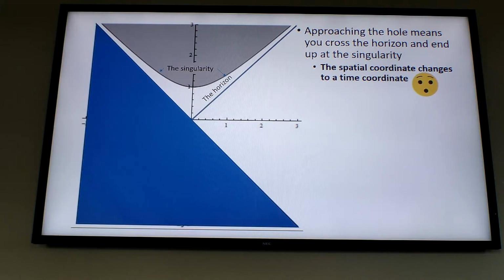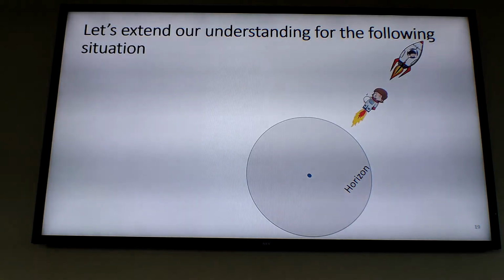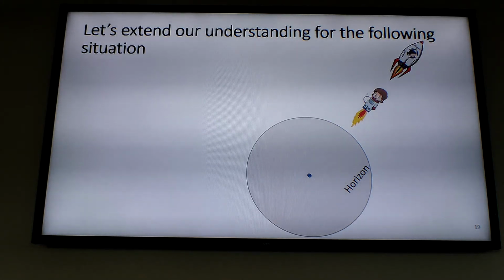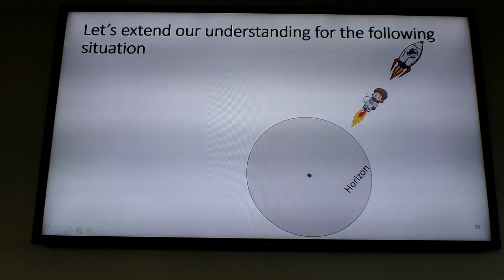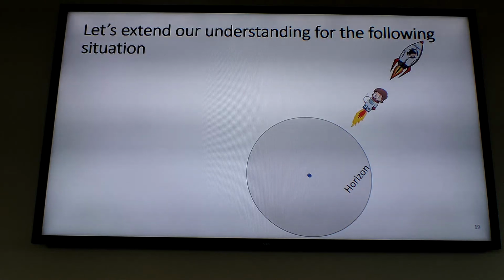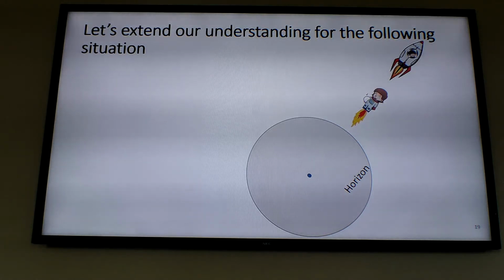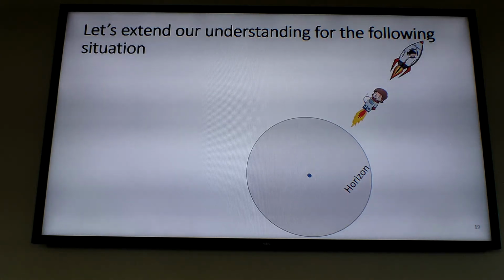All right, so the spatial and time coordinates switch, which is a little bit shocking. Inside the horizon, your future is not a time, it's a place. And that place is the certain death of the singularity. So now, here's our Alice and Bob. And it's convenient to just treat this as if one of them's closer to the horizon. Here's the singularity, here's the horizon. We could say Alice is a little closer, and to avoid falling in, she's got a rocket that keeps her levitating. The same thing applies if you're in orbit, but it's just simpler to do it this way. She's got a little rocket, and she's staying levitated. And here's Bob. He's a little timid, so he's a little farther away where it's safer.